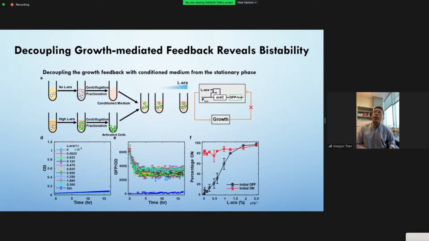And how do we solve this problem? We came up with a simple design. If we stop the cell growth, maybe we can see the GFP level maintained, right? So we diluted the active cells into conditioned media, that is from the stationary phase. We expect to see the GFP level maintained well. In this case, we can stop the cell growth and its mediated dilution. And you can see the data here, the cell didn't grow and the GFP level was maintained very well. And finally, we can see a very good hysteresis curve. The cell memory is maintained very well if the initial state is on, and we verified our original prediction by removing the growth feedback, decoupling the growth feedback, right?